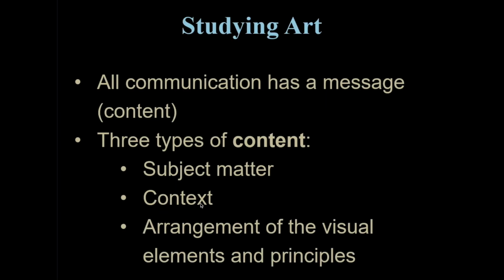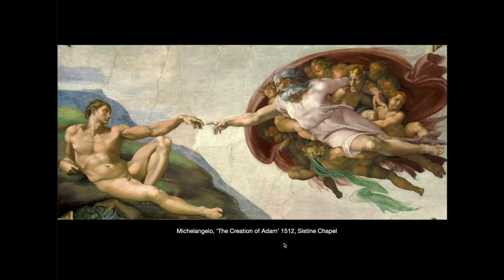As far as context goes, this was commissioned by the Vatican, and they wanted Michelangelo to paint the Sistine Chapel with all different scenes from the book of Genesis. So it was a religious commission.